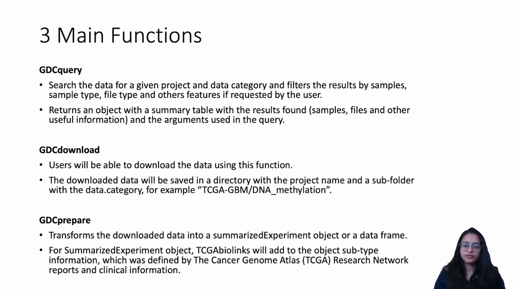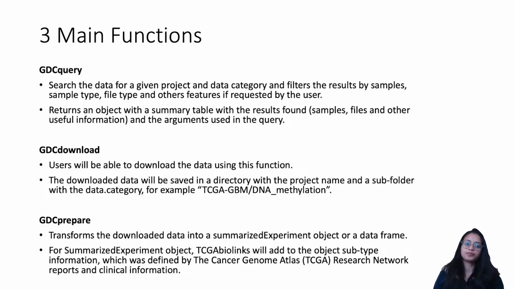Talking about each of these functions, the first is GDCquery. This function allows us to build a query, and it returns an object which contains a summary table with the resulting files that match our filters or match our query. Just as we applied the filters and the right hand side of the page updated on the portal with the resulting cases or the files that corresponded to our filters, similarly we can do that using the GDCquery function, where we can specify the project name, the data category, the experimental strategy, or the file types. And it will return the resulting files that match our query.